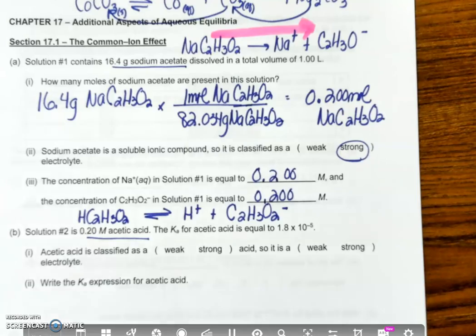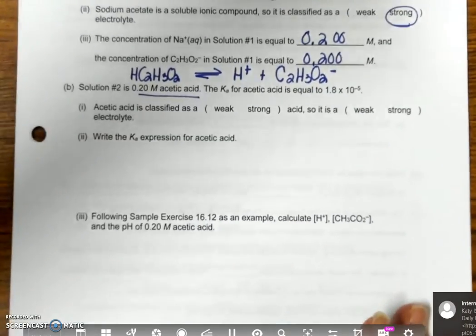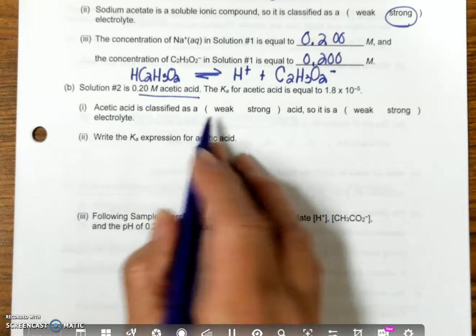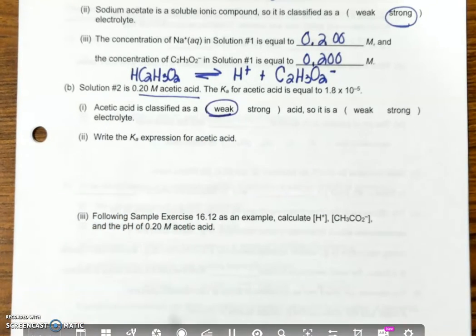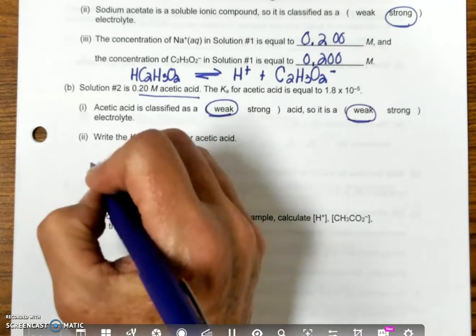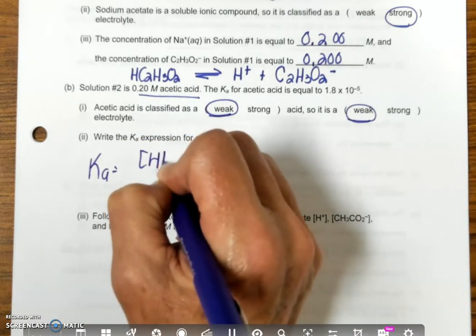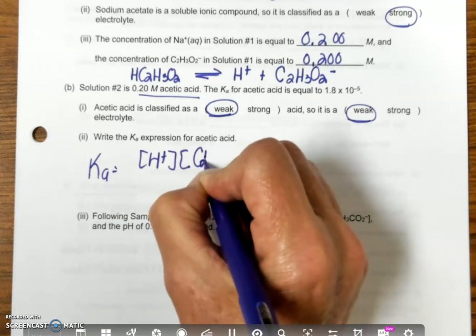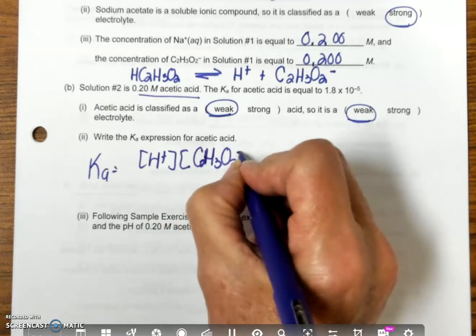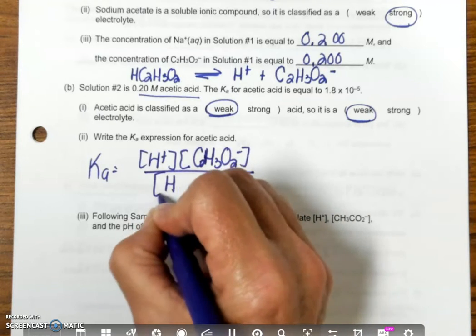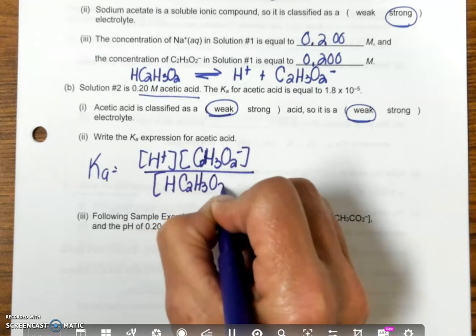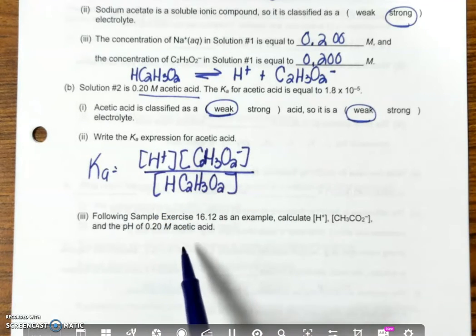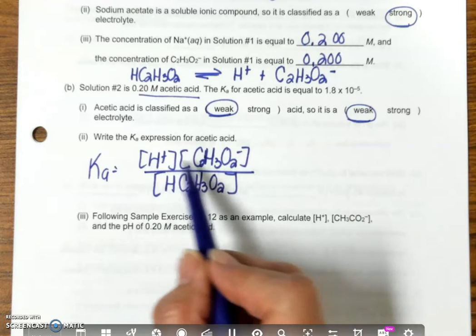Okay, so now let's make up my acetic acid solution. Acetic acid is classified as a weak acid, and so it's a weak electrolyte. Now, the Ka expression is really simple. I'm going to go up here, products over reactants: C2H3O2 minus divided by HC2H3O2.